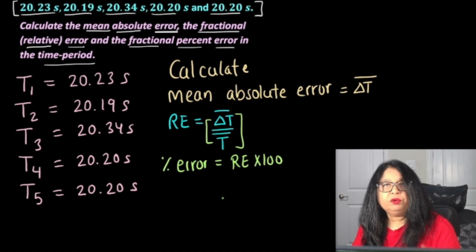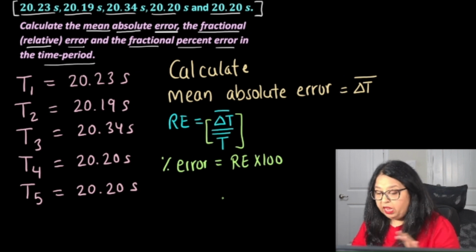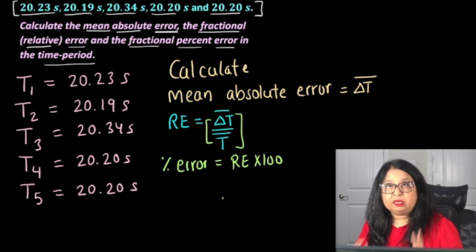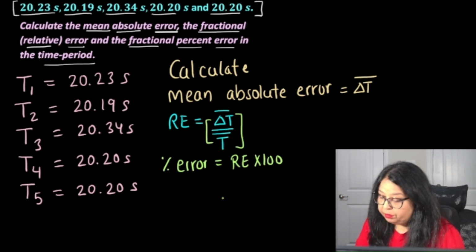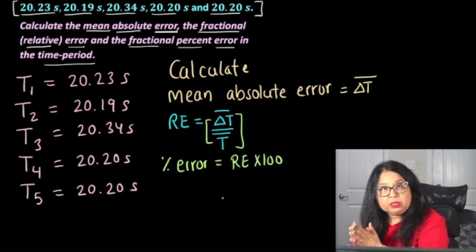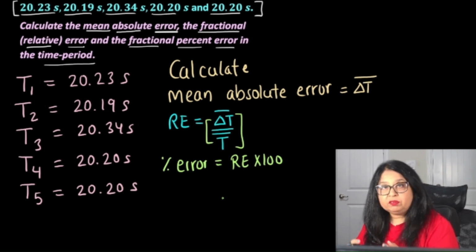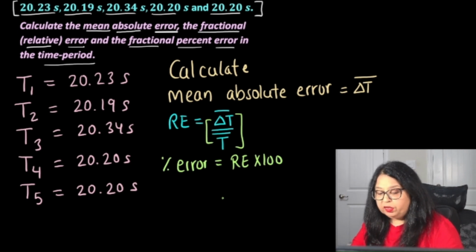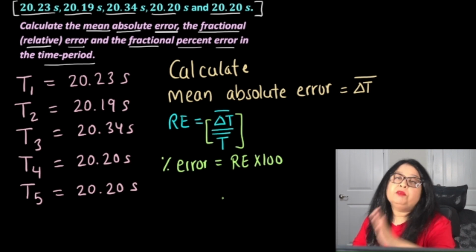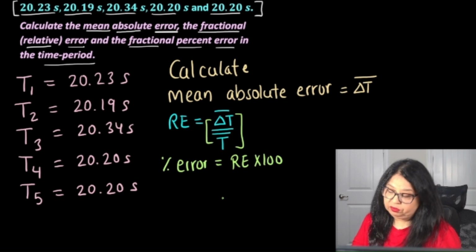Hopefully you remember these things from the previous chapters in this playlist where we have talked about them in great detail. If you have not watched those videos, if you do not yet know what mean absolute error, relative error or fractional error, and percentage error are, I strongly recommend that you watch those videos first. Although I'm going to show everything that you need to know to solve these problems here, it will make more sense if you have watched those previous video lectures.